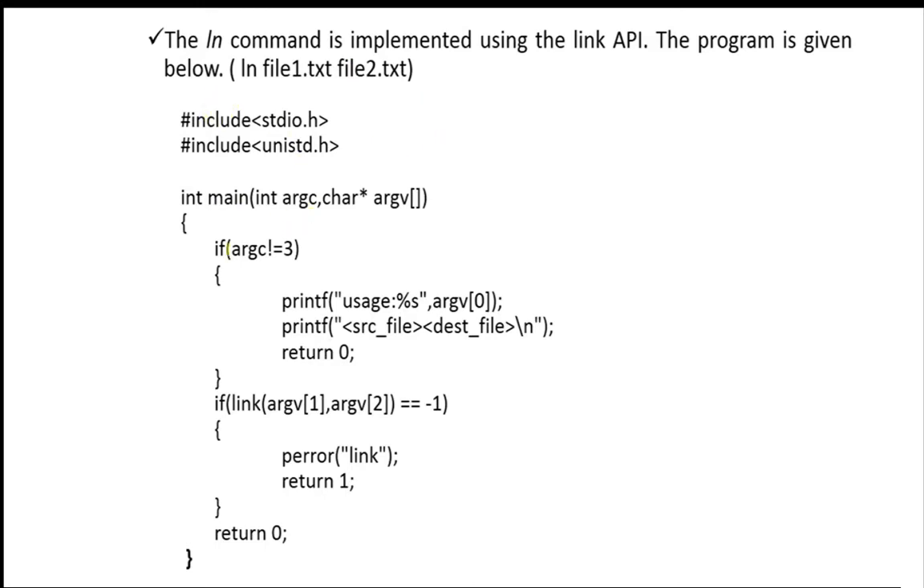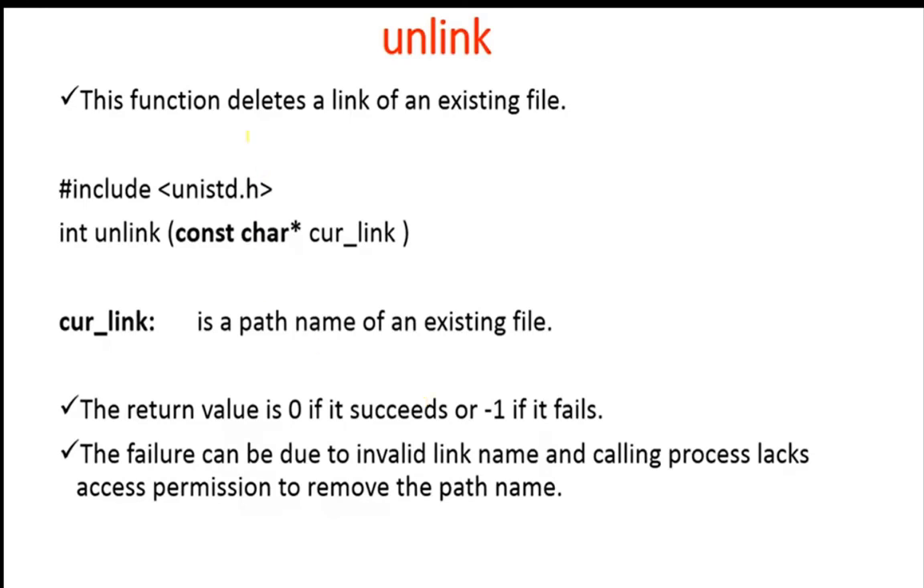See here the main program: if argc is not equal to 3, it prints usage with argv[0], then prints the source file and the destination file, and returns 0. If link of argv[1], argv[2] is equal to -1, then perror link and return. You are just creating the link of argv[1] with argv[2]. Okay, you are doing the same thing.